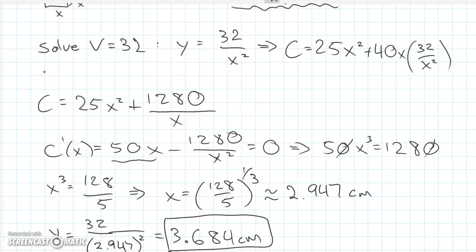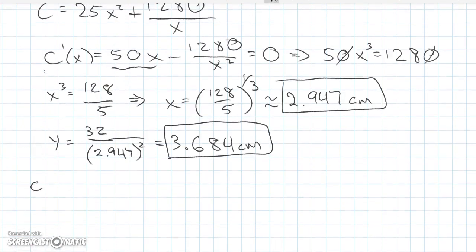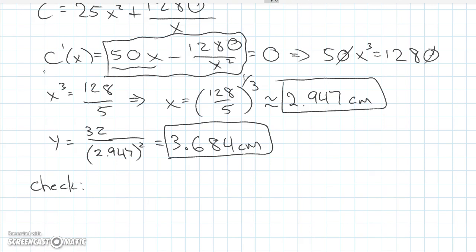Okay, so these are probably the dimensions of the optimal box, but you should always check that the value you find is actually giving you a minimum, not a maximum or a critical point that's not a min or max. So to check, I'm going to use the second derivative test. I've already got the first derivative right here.